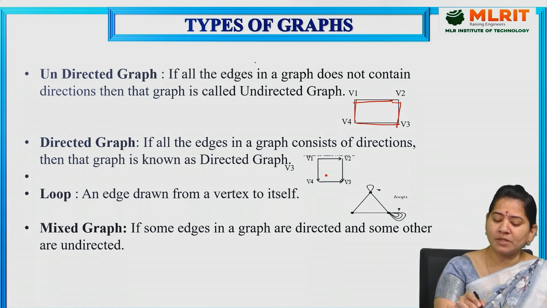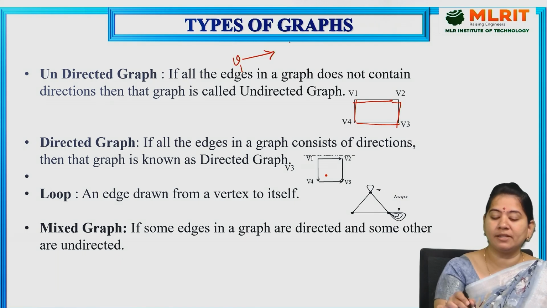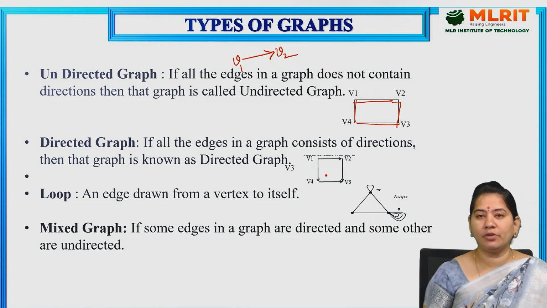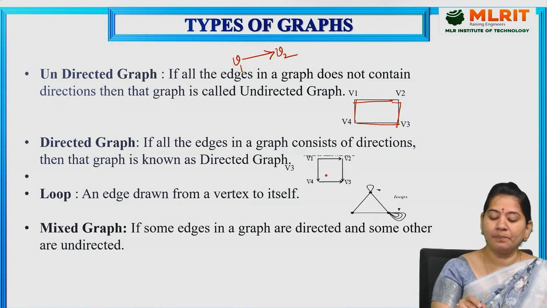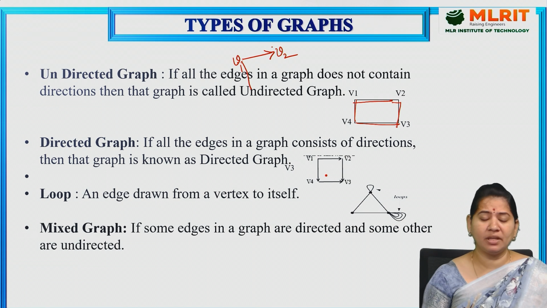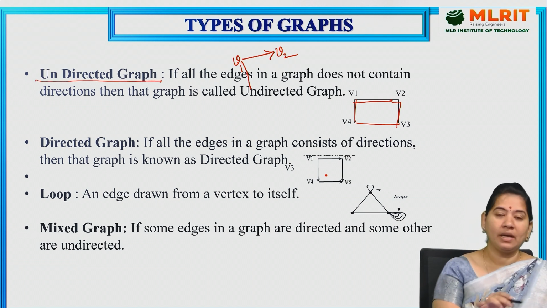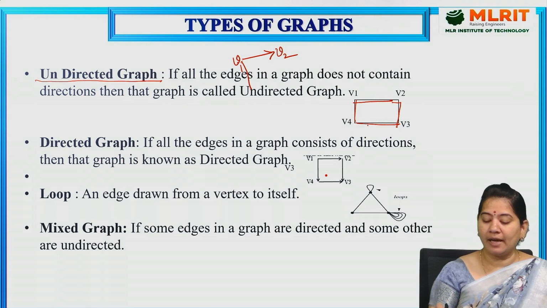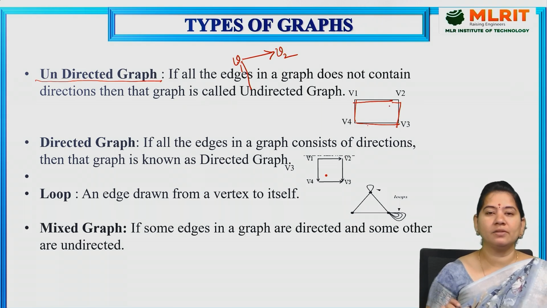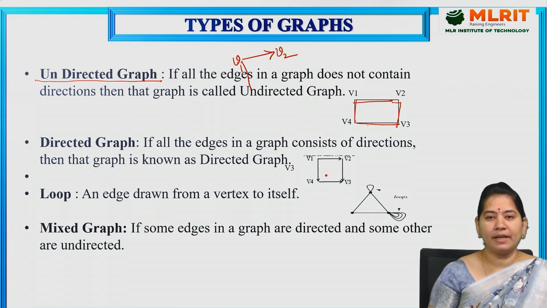If I am giving a specific arrow, that vertex has to move only that side, from V1 to another vertex, let us suppose V2. Then I can say that V1 has to move only in that direction, but not the other direction. But if I don't mention any direction in the graph, then I can say that this is called an undirected graph. So a graph which does not have any directions for the edges is called an undirected graph.